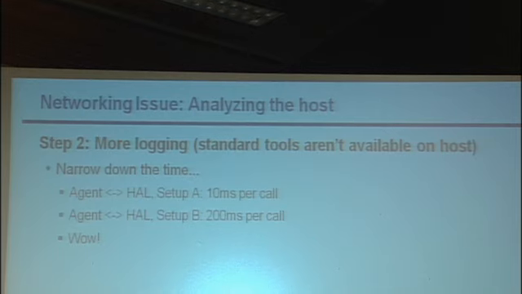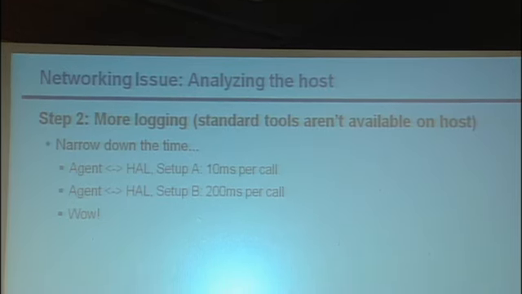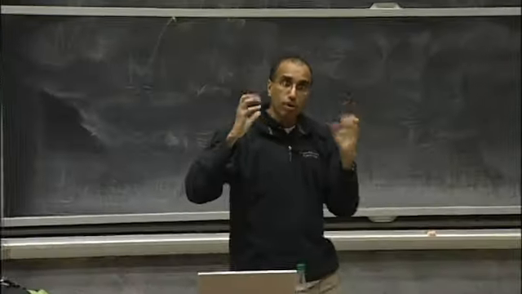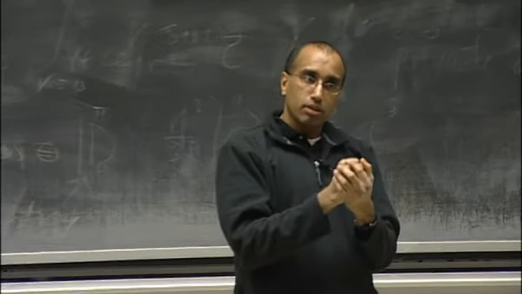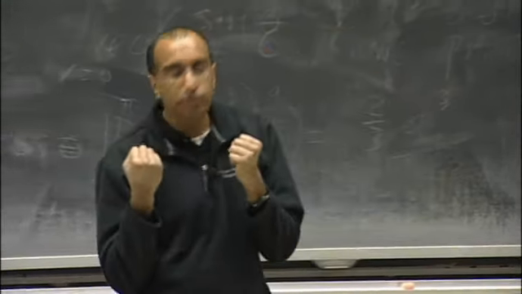When you use these tools, we ended up narrowing down the time. Here's what goes on. I'm a client and I talk to the server. The server talks to an agent on the host and says, agent, this is what I want to do. The agent then talks to the hardware abstraction layer and says, this is what I want to do. The hardware abstraction layer comes back to the agent and says, done. Agent goes back to the server, goes back to the client. It turns out that this interaction on the host between the agent that accepted the call from the server and the hardware abstraction layer, that was where all of the time was being spent.